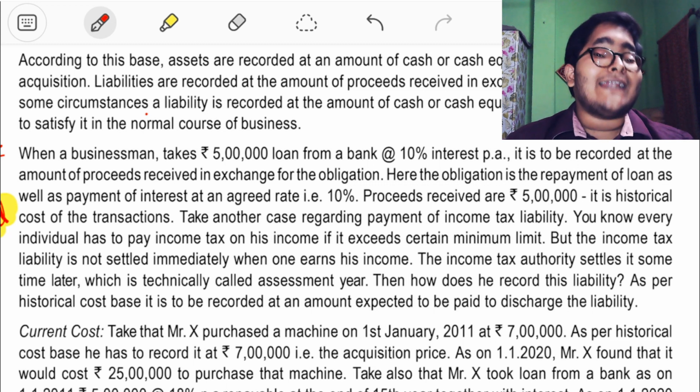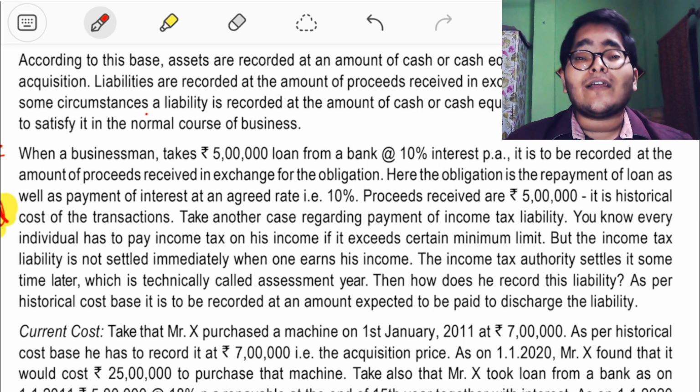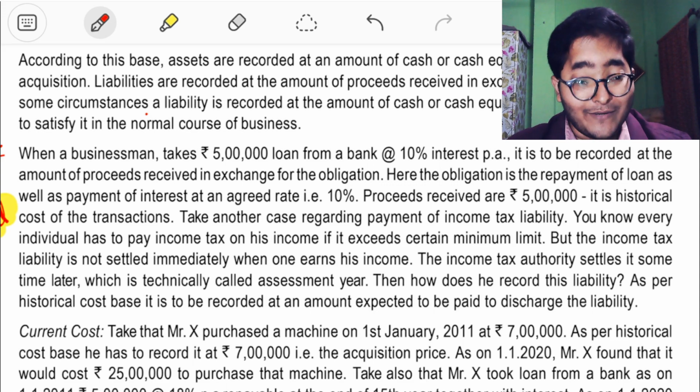The amount that is expected to be paid to write off the income tax liability is the historical cost of that income tax liability. I hope it is clear.